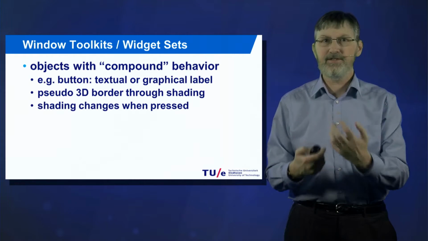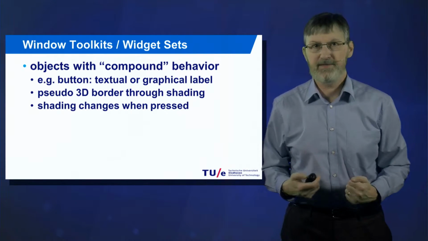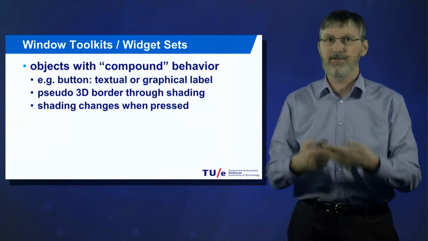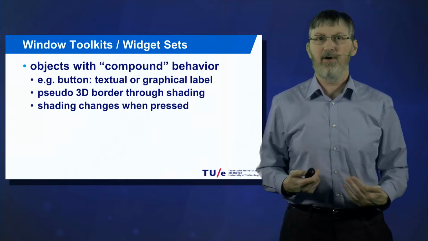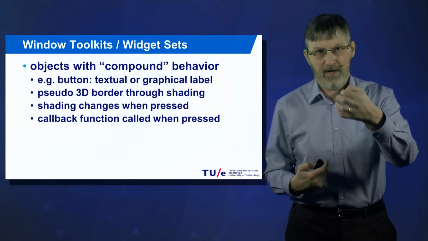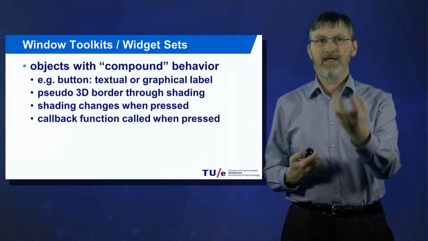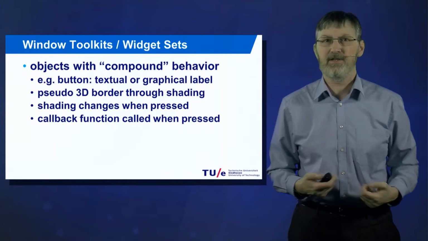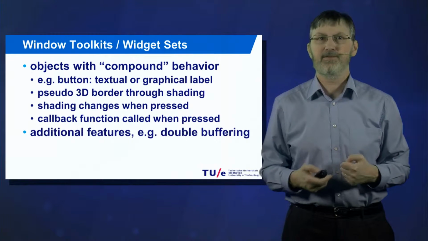So the shading changes when you press a button, just like the shading on the borders of the windows give you the illusion of windows being on top of each other. And when you now press the button, a callback function is called so that the button actually causes some action to be performed.